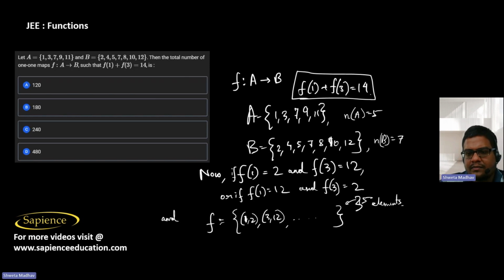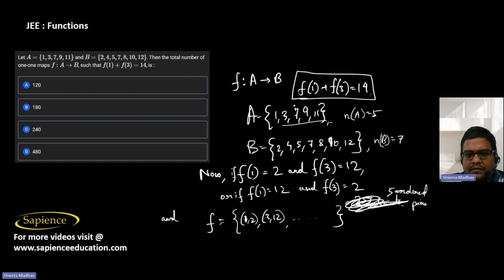No, sorry. 1 to 1 maps. So it should contain actually 5 ordered pairs, since the 5 elements in A should map to 5 different elements in B.